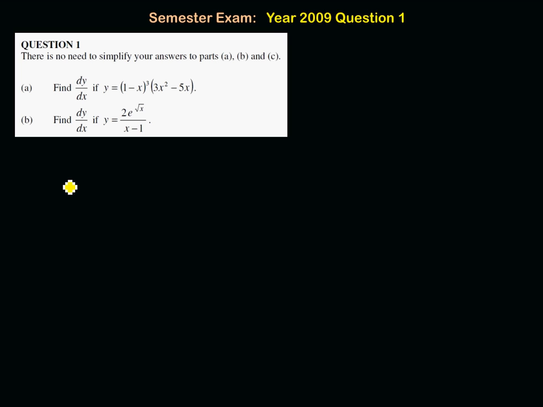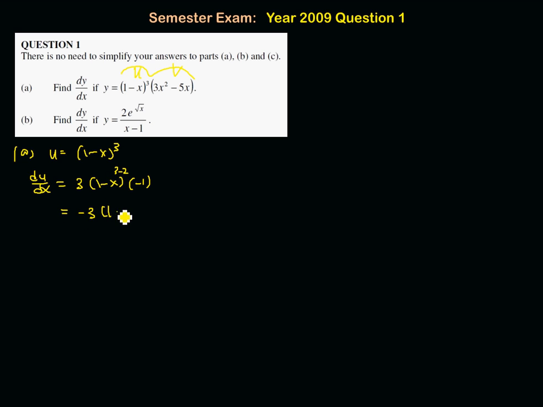Okay guys, I'm just gonna go straight into the solution of this 2009 paper. The first question: obviously, there's a product of two functions, and the u part looks like something like uv. The u part is (1 minus x) to the power 3, and so your du/dx will be 3(1 minus x) squared times -1. The -1 is a result of differentiating 1 minus x.